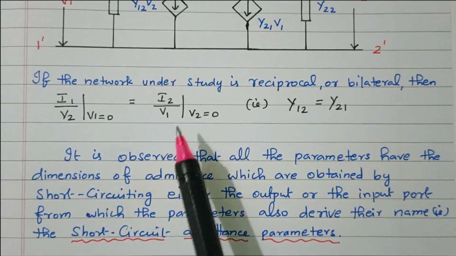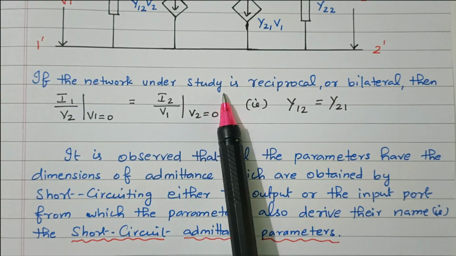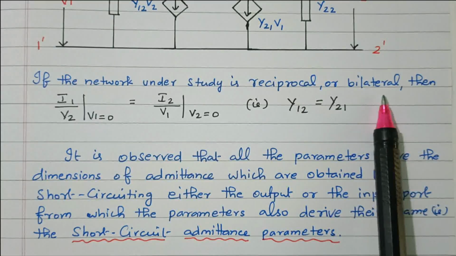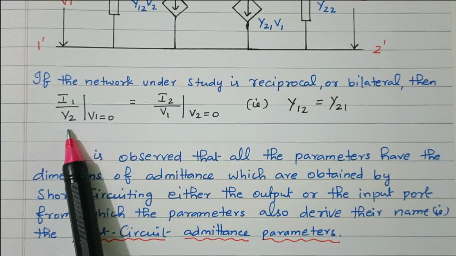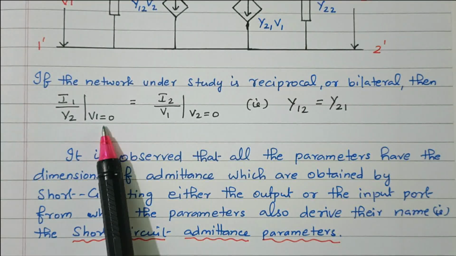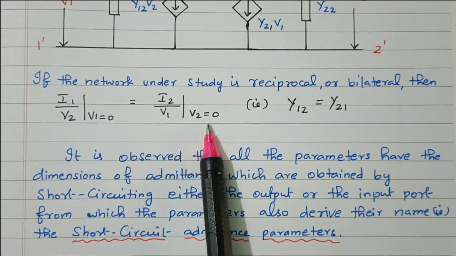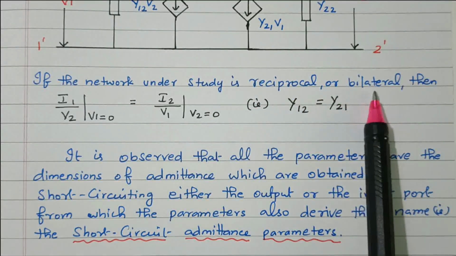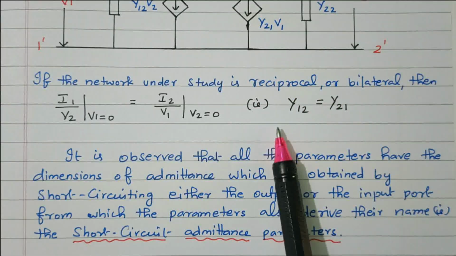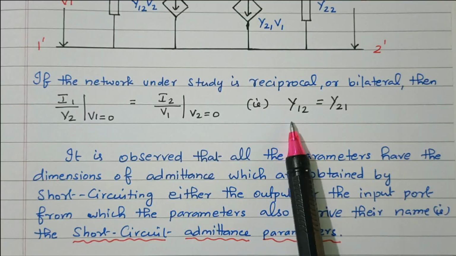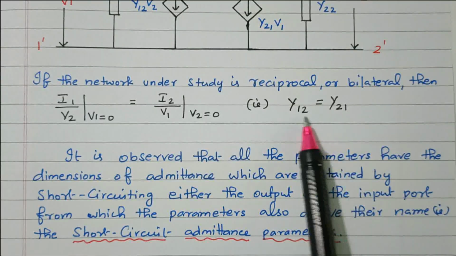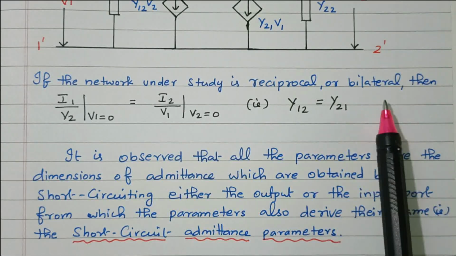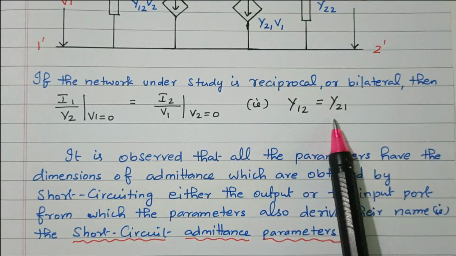If the network under steady state is reciprocal or bilateral, we'll see what is meant by reciprocal or bilateral. I1 by V2 with V1 equal to 0, and I2 by V1 with V2 equal to 0. If both are equal, then it is called reciprocal or bilateral. That is, if the forward transfer admittance and reverse transfer admittance are equal, that is called a reciprocal or bilateral network. This is the condition.